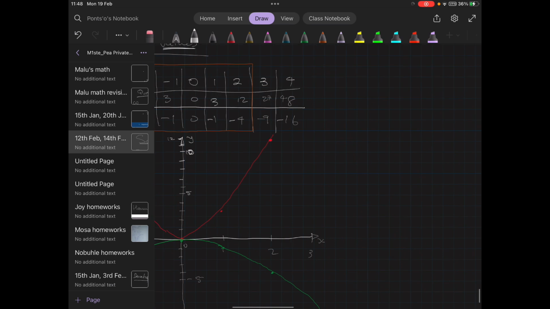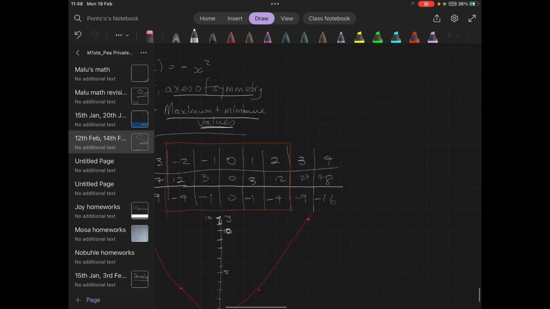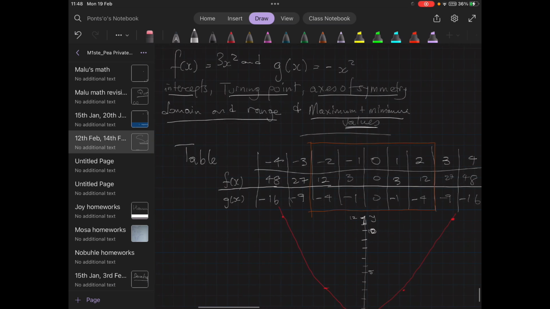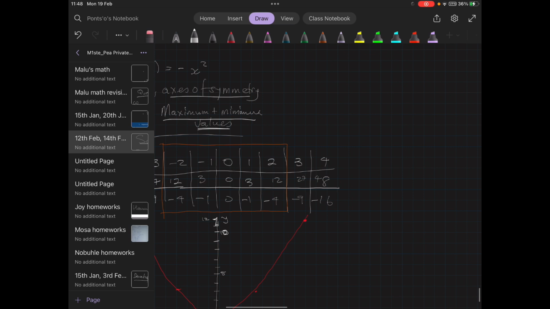Now we're gonna do the actual stuff now. So we start first with the x and y intercepts for y equals 3x squared.